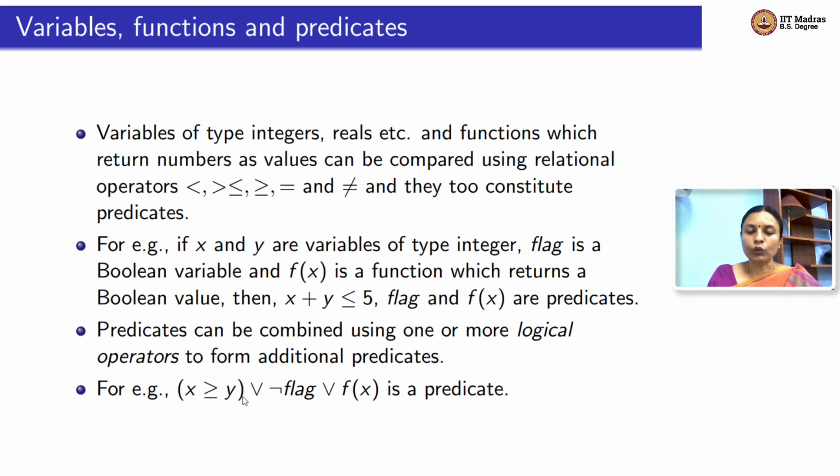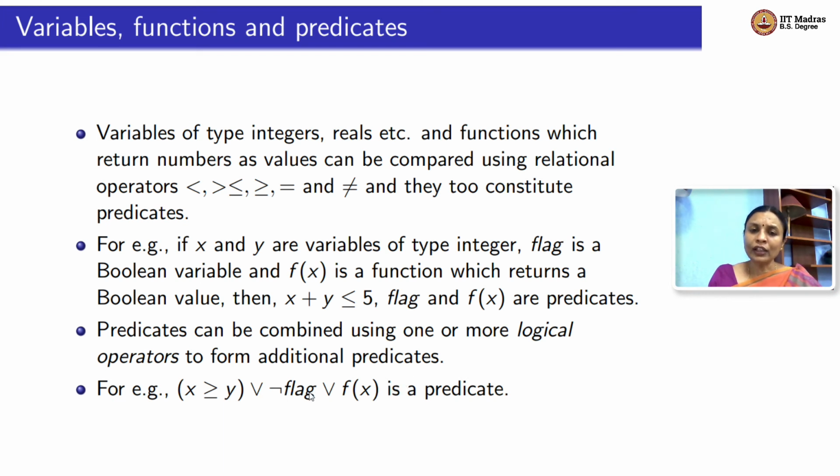So x greater than or equal to y is the first part, or is the logical connective. Not flag is the second part, or is another logical connective, and f of x is a function. And because it's combined with an or, the function f returns a Boolean value. Is this clear? So here x and y could be of type integer. x greater than or equal to y will return true or false based on their values. Flag is itself a Boolean value, so I can use it like flag or not flag. f of x is a function which returns a Boolean value.